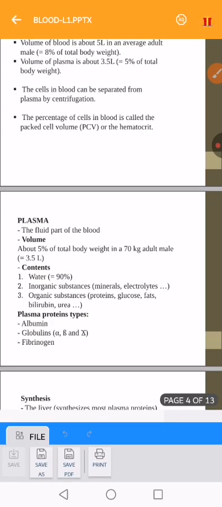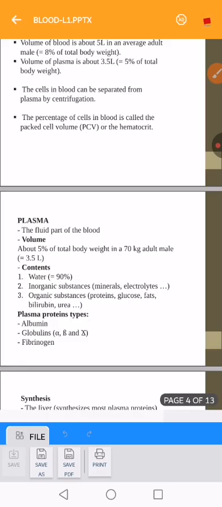So we're going to start to talk about the plasma. The plasma is the fluid part of the blood. Its volume, as we mentioned, is 5% of the total body weight in a 70 kilogram adult male. It's about 3.5 liters. What is the content of that plasma? The plasma contains water, 90%, inorganic substance and organic substance. The inorganic substances are like minerals, sodium, potassium, calcium; these are the electrolytes. And it also contains organic substances.